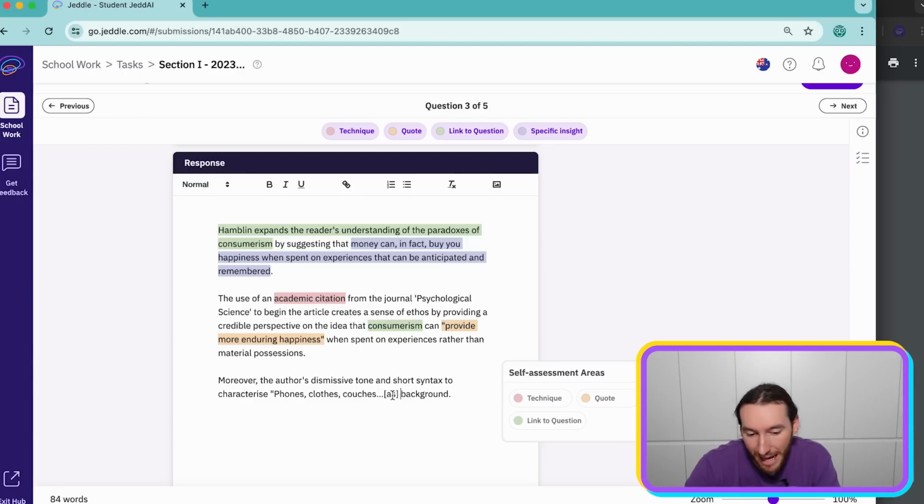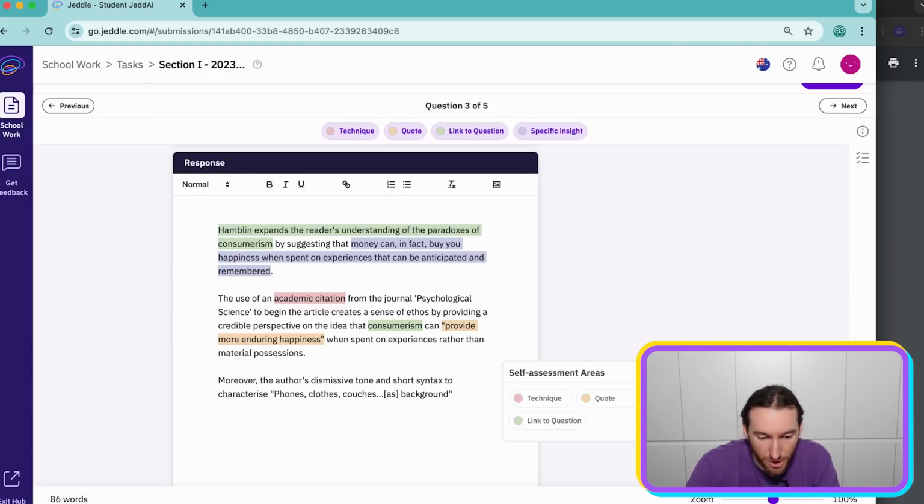And I'm going to add in the word as to suit my sentence. And because I'm adding in a word that wasn't there originally, I put square brackets around it. So phones, clothes, couches, ... I've cut out a bunch of words as I'm adding that word in. Background, great, got it to flow. Moreover, the author's dismissive tone and short syntax to characterize phones, clothes, couches as background.